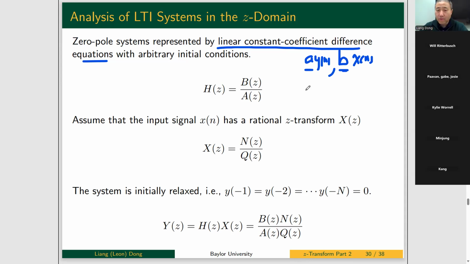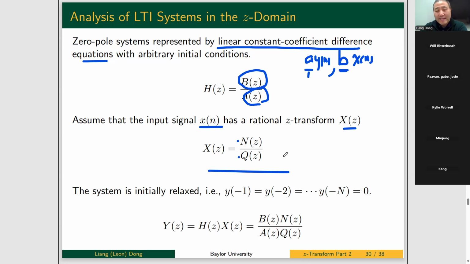So in the rational format, this is a polynomial in the numerator with coefficients B's, and a polynomial in the denominator with coefficients A's. This is my rational function in the Z domain corresponding to the constant coefficient difference equation. Assume the input signal x[n] also has a rational Z transform, capital X(z), with a numerator polynomial and a denominator polynomial.